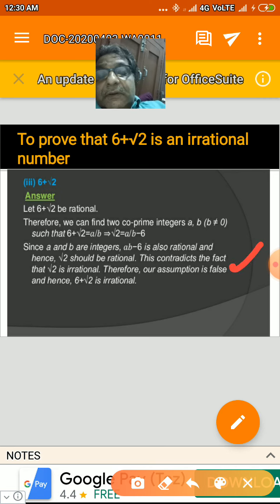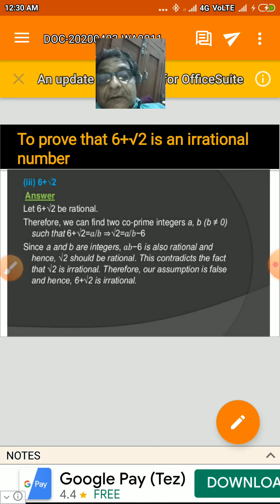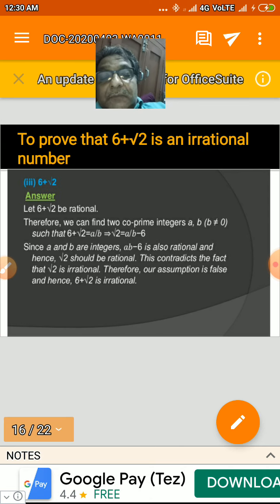Hence, what have we supposed? We have supposed that root 2 is rational. So this supposition becomes invalid, or our supposition is wrong. So 6 plus root 2 is an irrational number.